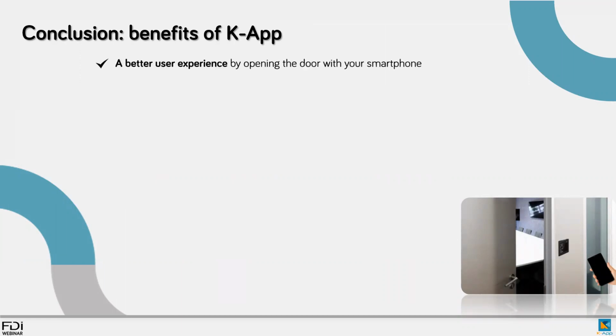First of all, it's a better user experience by opening the door with your smartphone, especially in today's world where people are more and more connected. Offering the possibility to not carry a physical key every time you want to access the building can offer a better user experience for the end user.